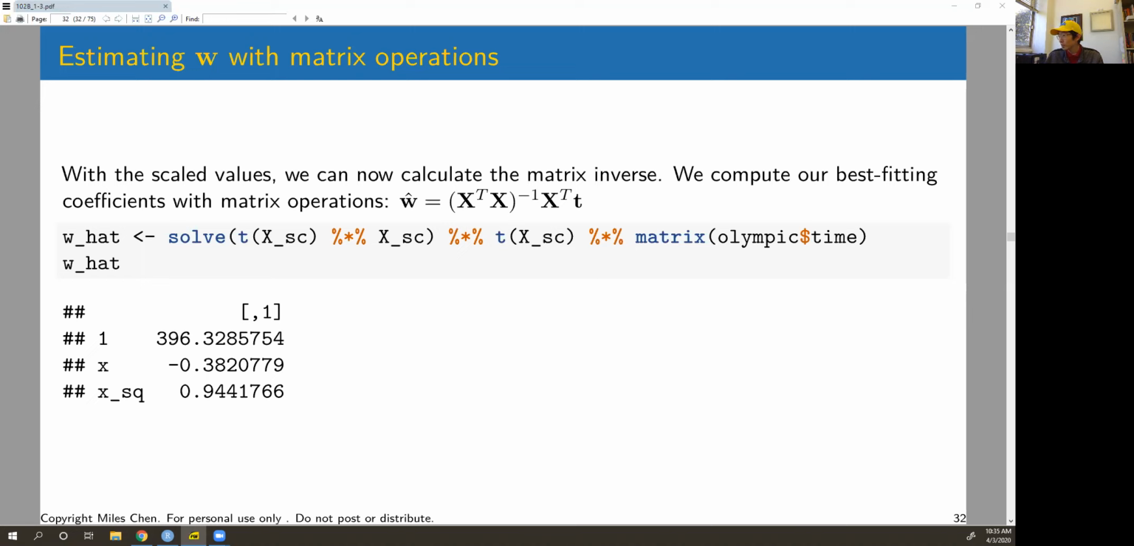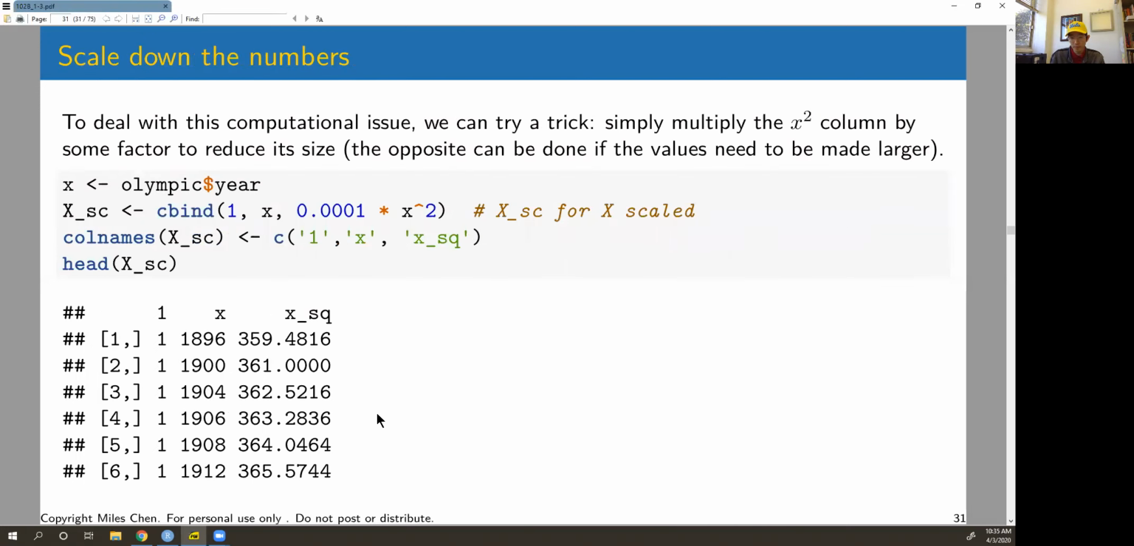Is that working? Yeah. So when we scale it by that 0.0001, can we use any arbitrary number? Yes, you can use any arbitrary number, just so that you're not in the realm of having values on the order of 10 to the 14, where when you invert that, you're on the order of 10 to the negative 14. Machine epsilon on your computer is on the order of 10 to the negative 16.